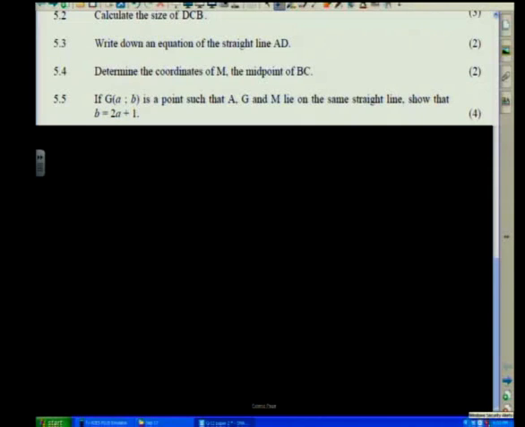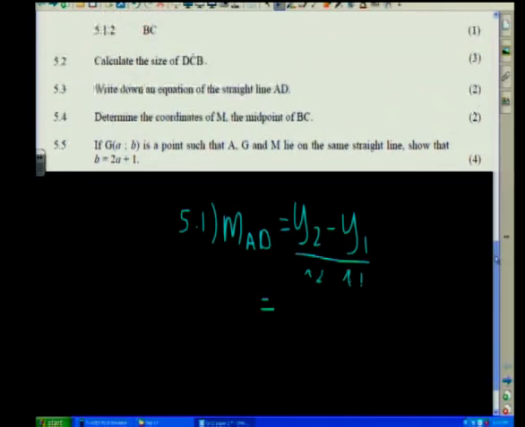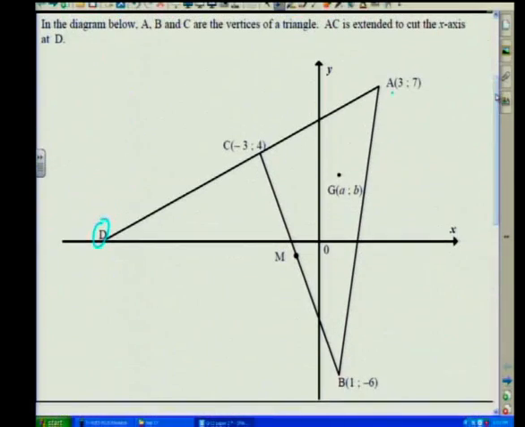Okay, so this is number 5.1, and we're working out the gradient of AD. We know the formula is y2 minus y1 all over x2 minus x1. So you can choose, guys. You can either start from points. If we look at the line firstly, they want the gradient of AD, but we don't have the coordinates of point D.